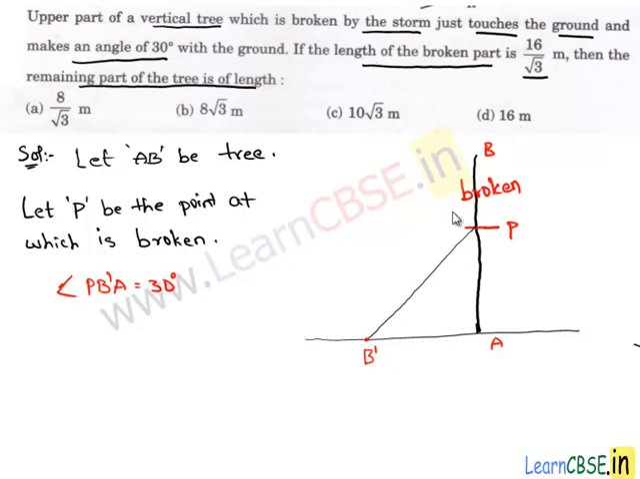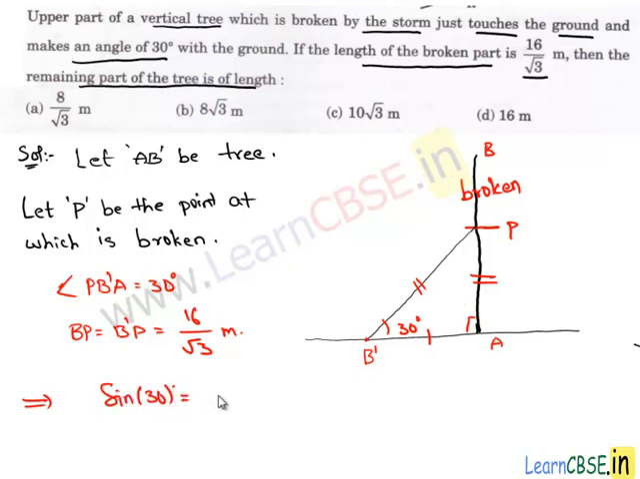Now we form a right angle triangle PB dash A, and we are given the length of the broken part, that is BP, which is equal to B dash P, and it is 16 upon root 3 meters. And we have to find the length of the remaining tree, that is AP. In this triangle PB dash A, which trigonometric ratio gives the relationship between perpendicular and hypotenuse? It is sine. So we take sine of angle 30 degrees as the ratio of perpendicular to hypotenuse.